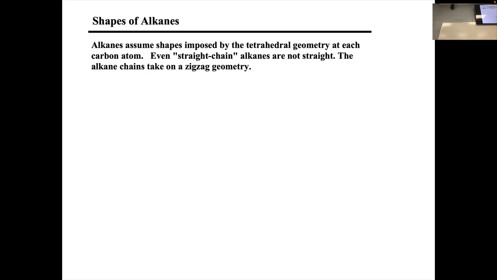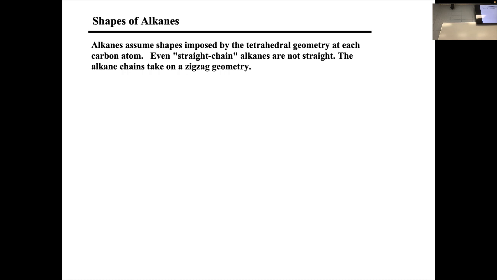There really is no such thing as a straight chain alkane. Okay, so a straight chain alkane would be something like this. Right? I would draw CH3, CH2, CH2, CH2, CH3. I would call that a straight chain alkane. Why would I call that a straight chain alkane? Because I drew it straight.